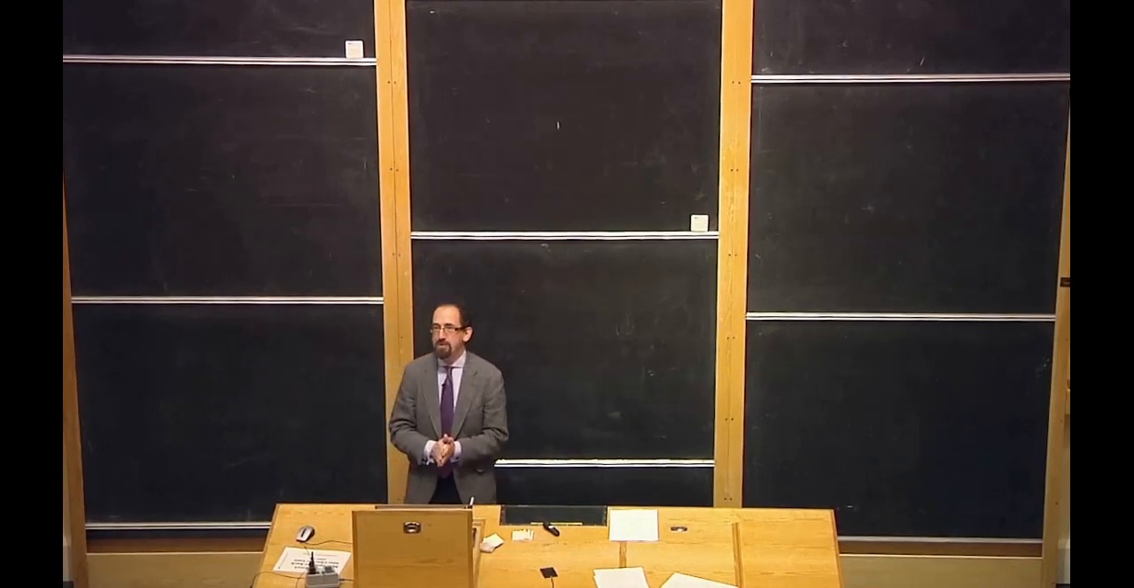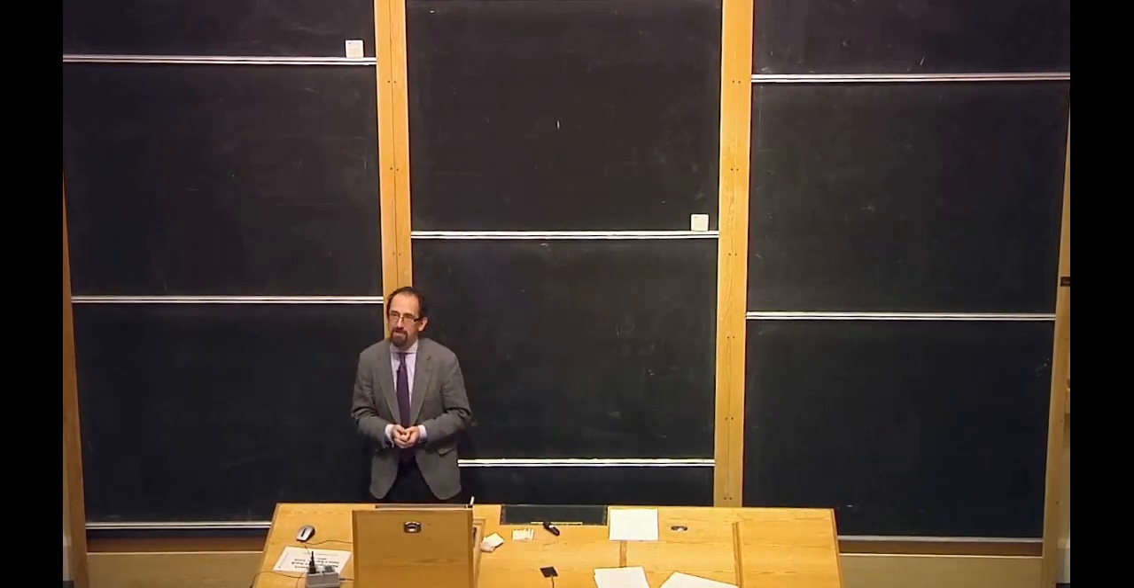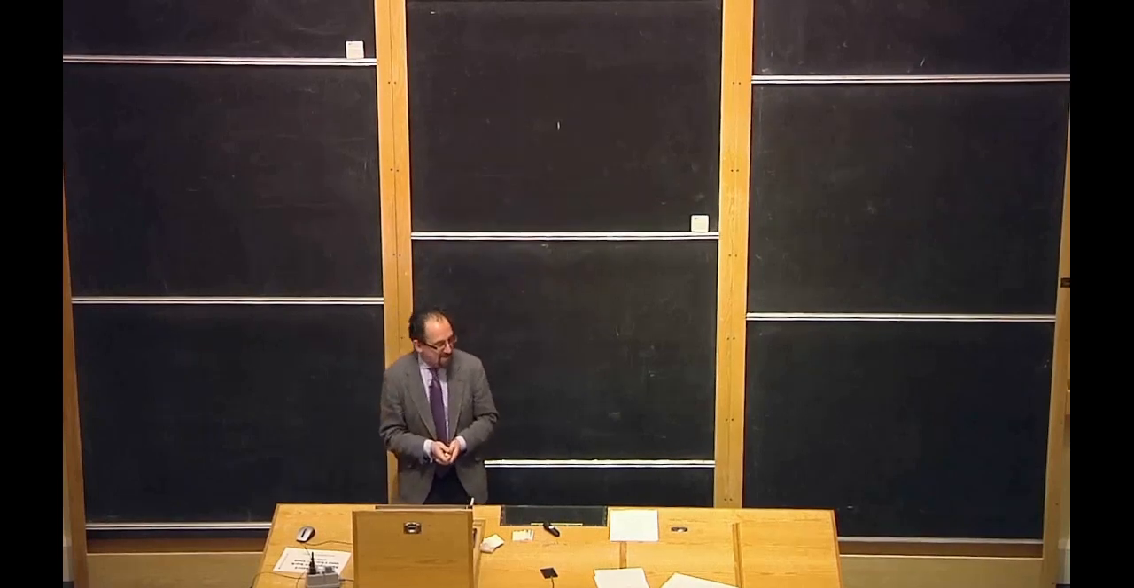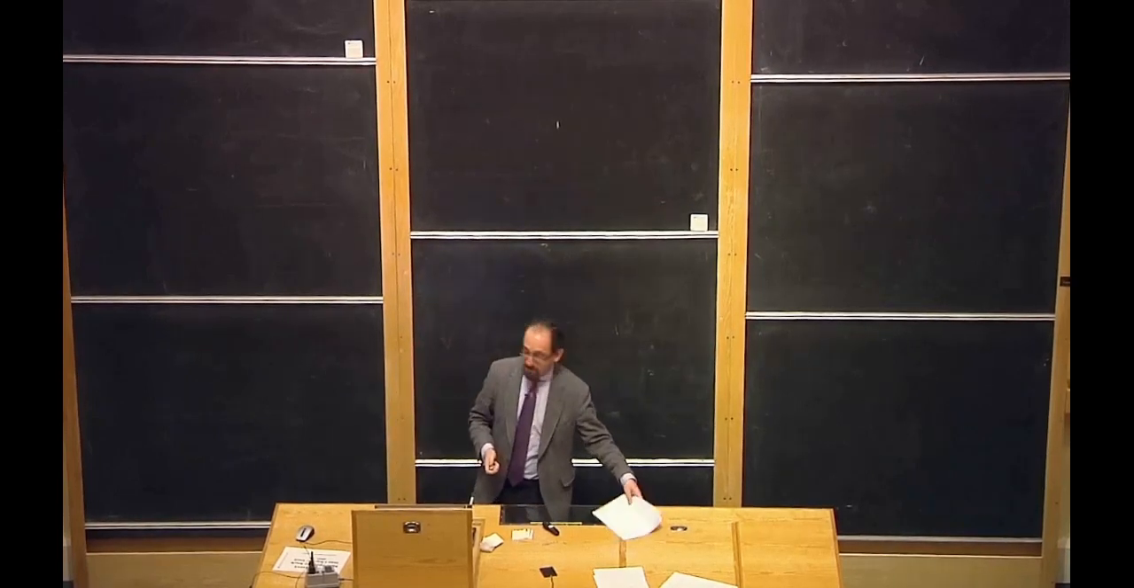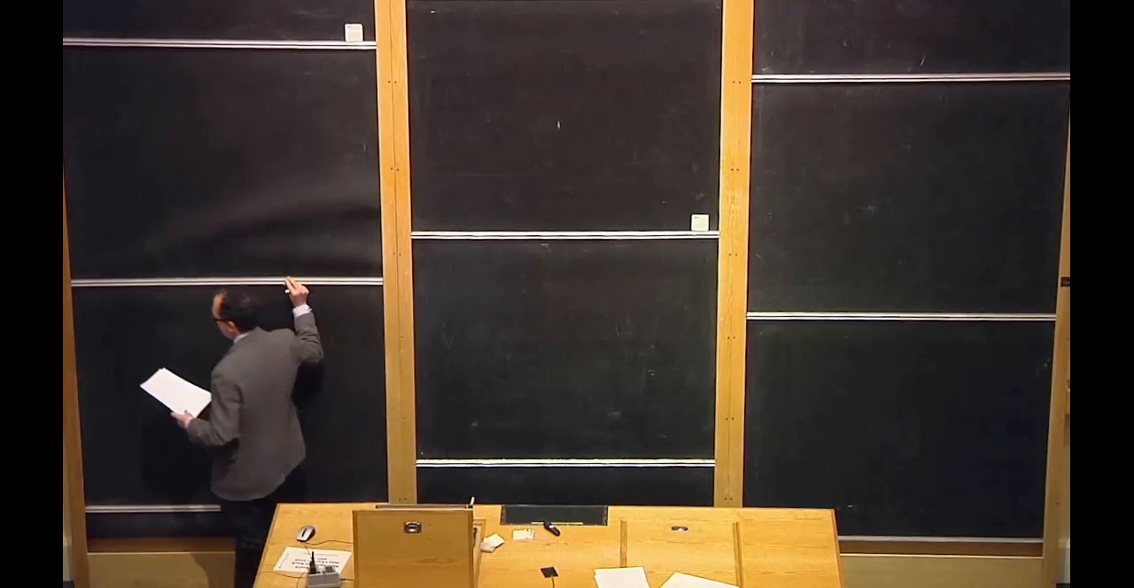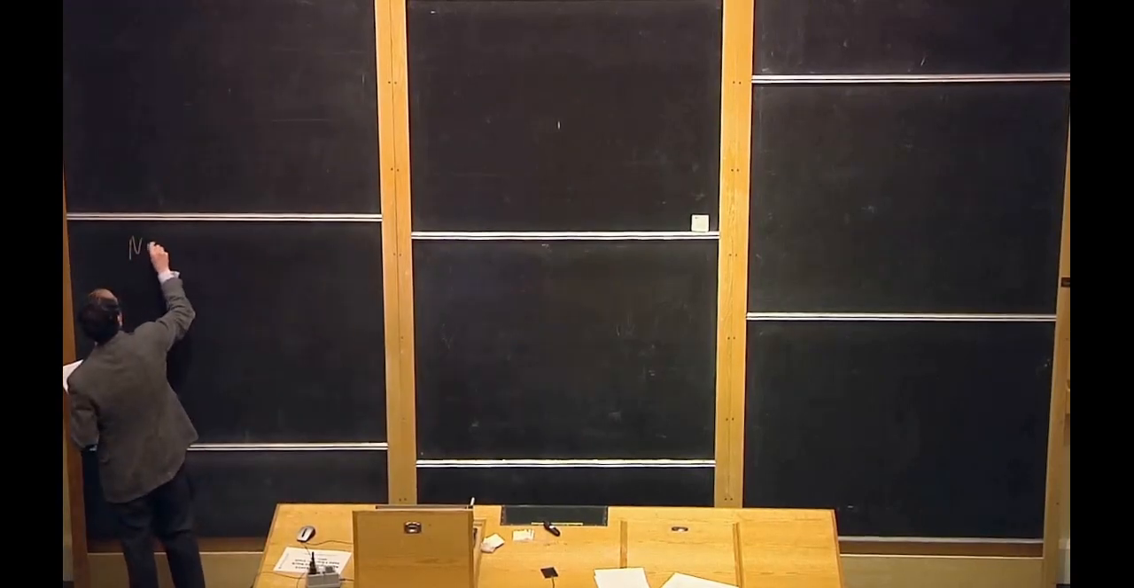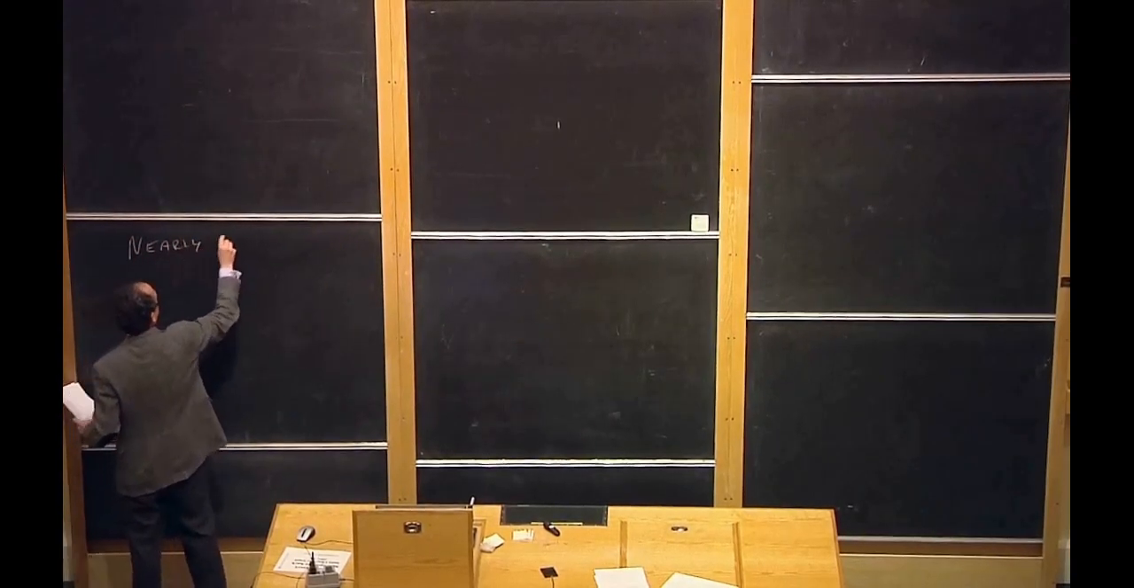When last we left off, we were talking about trying to approximately solve the Schrodinger equation for electrons in solids. And the method we were talking about using was the nearly free electron model. Nearly free electrons.